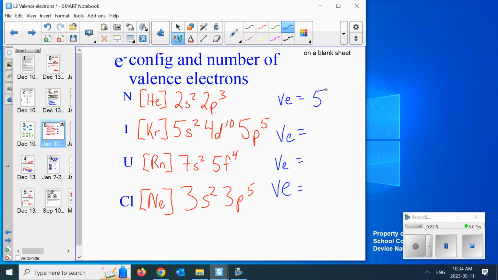So 5. 2 plus 5. P and S is added together. 7. Uranium, only 2. I don't care about the F's. And then lastly, 7.